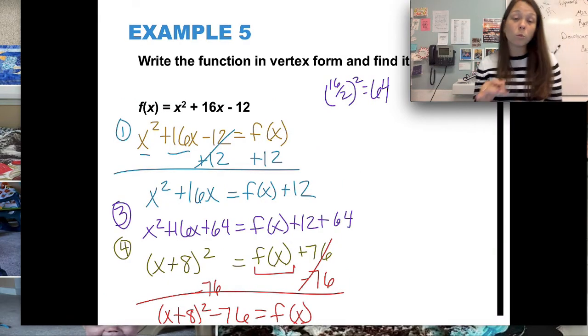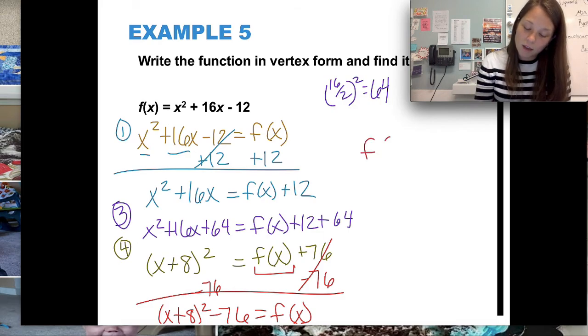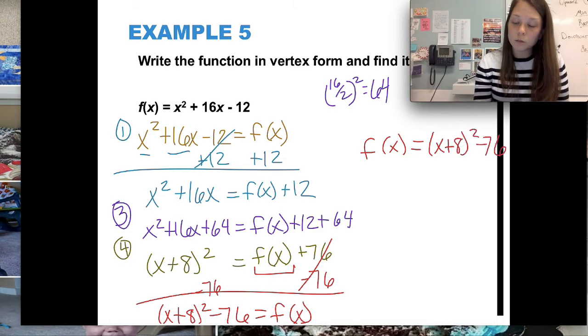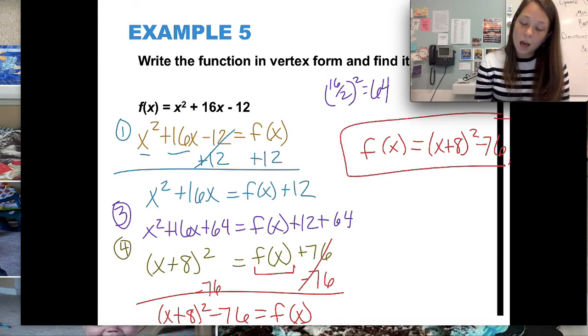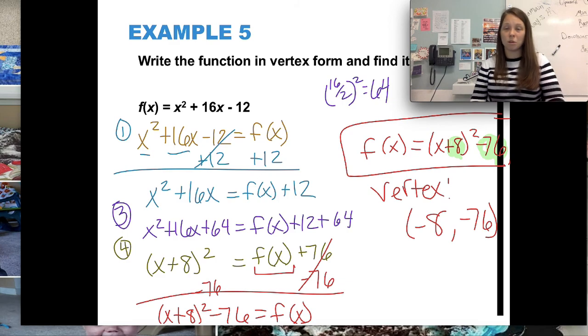So if I were to rewrite this in a way that's a little bit more familiar to us, I have f of x equals x plus 8 squared minus 76. Using our knowledge from the first lesson we ever learned with vertex form, I know then that my vertex is at the coordinate of -8, -76, coming from the numbers inside and outside of your grouping symbol.